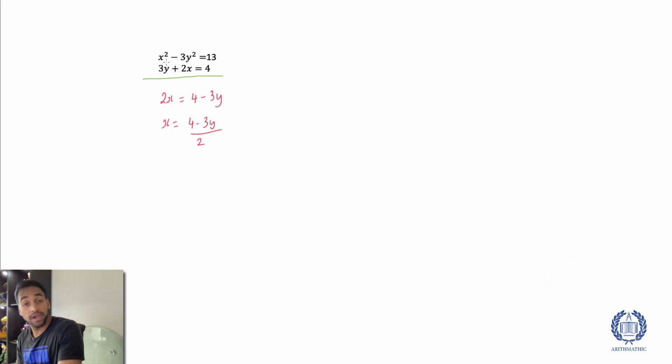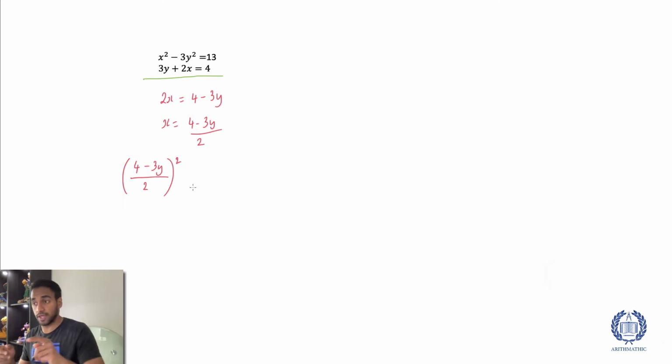So if you look at equation 1, I have x squared. So instead of writing x squared, essentially I'm going to have 4 minus 3y over 2, and all of that is going to be squared, because we're squaring the whole thing, right? Now don't worry, watch, I'll show you how this works. It's not as hard as it looks. So remember, we're taking the 4 minus 3y over 2 and subbing it inside x squared in the first equation, minus, don't forget, the 3y squared equals 13.